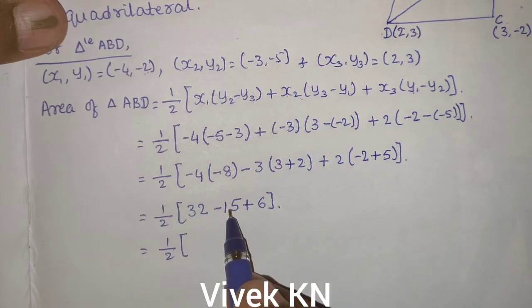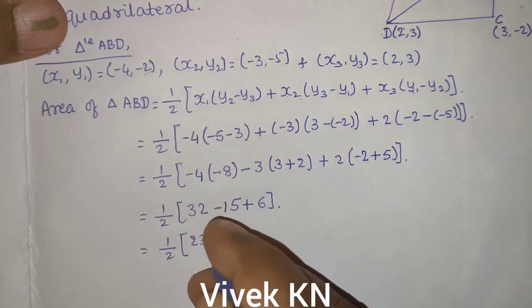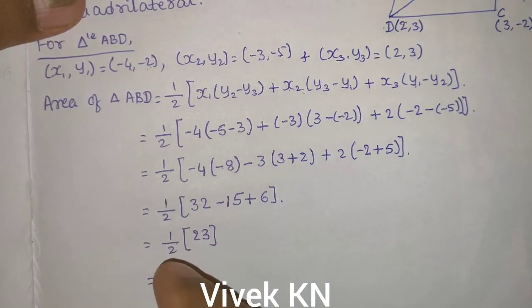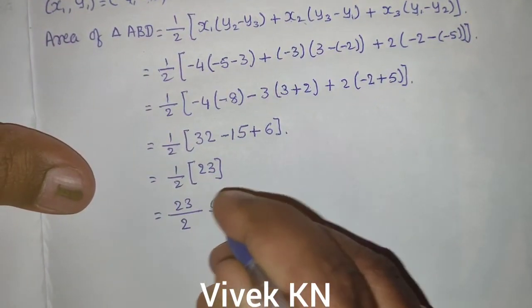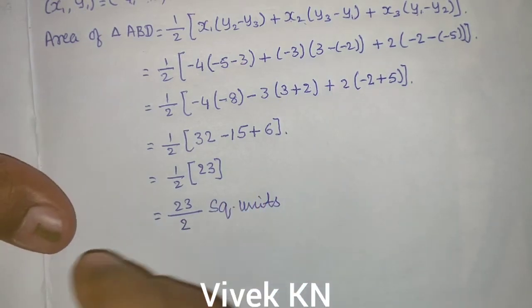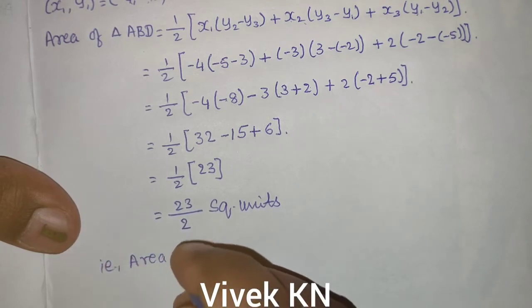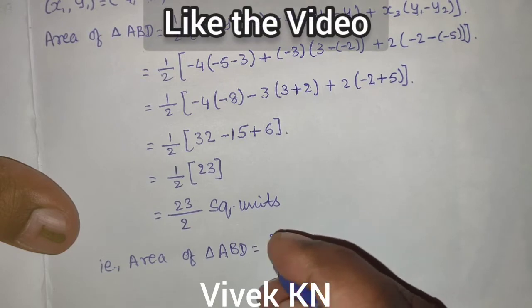38 minus 15 is 23, which is equal to 1 into 23 is 23 divided by 2 square units. That is, area of triangle ABD is 23 by 2 square units.